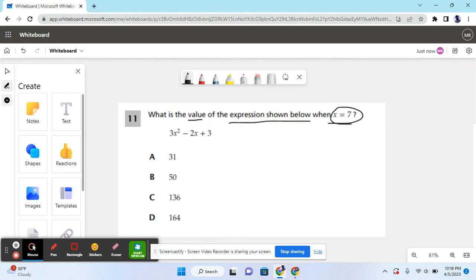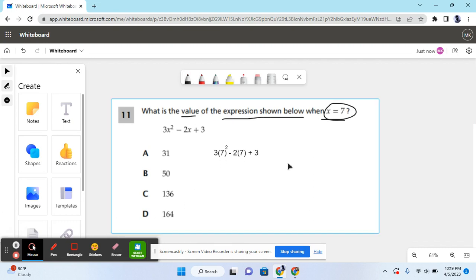So let's get started. What is the value of the expression shown below when x equals 7? So here we have the expression 3x squared minus 2x plus 3. For this problem, it's relatively simple. You just have to replace all the x's you see with a 7. So I did that over here.